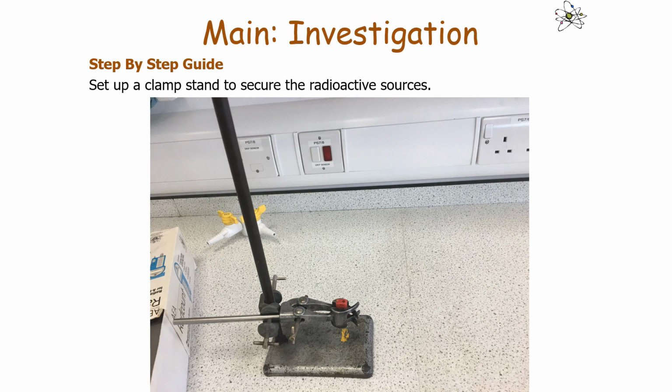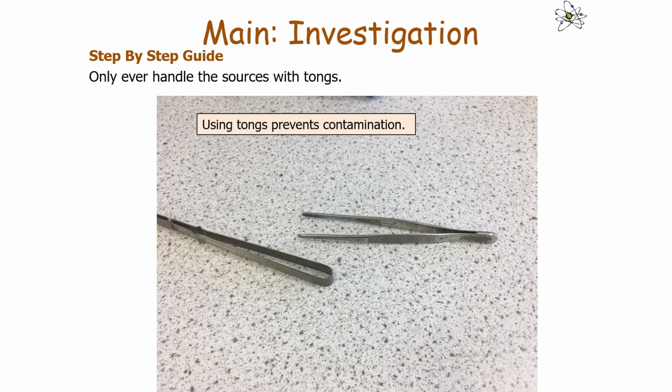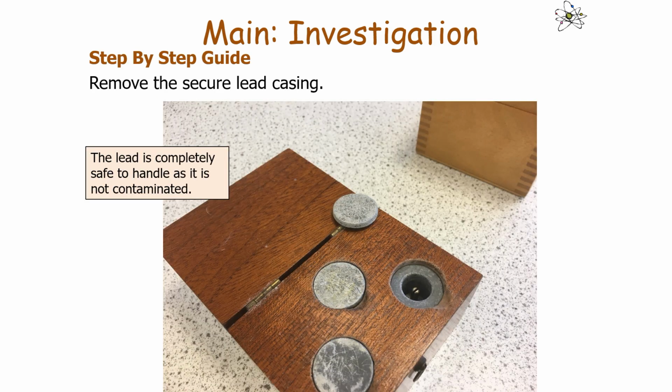You would then set up a clamp stand to secure the radioactive sources. When you're handling the sources, only ever handle them with tongs, because using tongs prevents contamination of the unstable nuclei from that particular radioactive source coating you or the clothes you are wearing. You would then remove the secure lead casing. Again, the lead is completely safe to handle because it's not being contaminated, only irradiated.